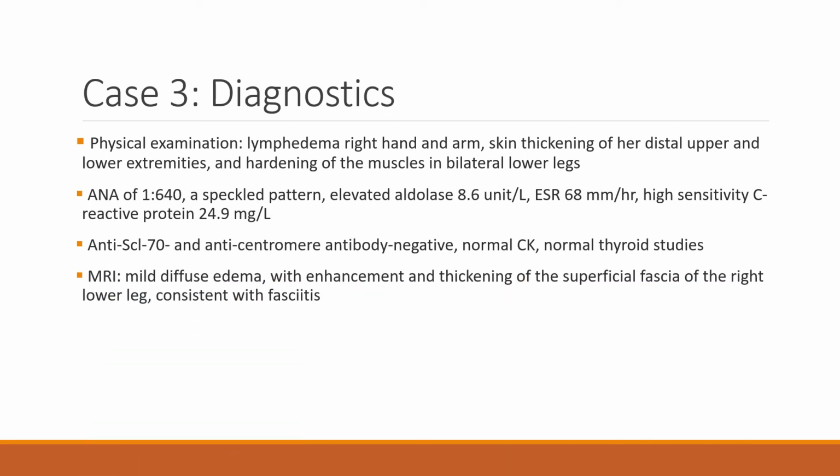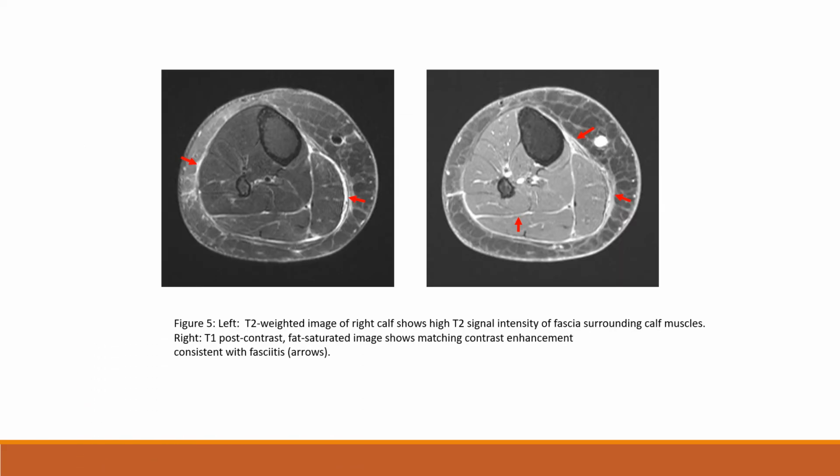Her MRI, which we'll see on an upcoming slide, shows mild diffuse edema with enhancement and thickening of the superficial fascia of the right lower leg consistent with fasciitis. Her muscle biopsy as well was consistent with fasciitis. So on the left, we see a T2 weighted image of her right calf showing high T2 signal intensity of fascia surrounding the calf muscles. On the right-sided image, you can see T1 post-contrast fat-saturated image showing matching contrast enhancement consistent with fasciitis.